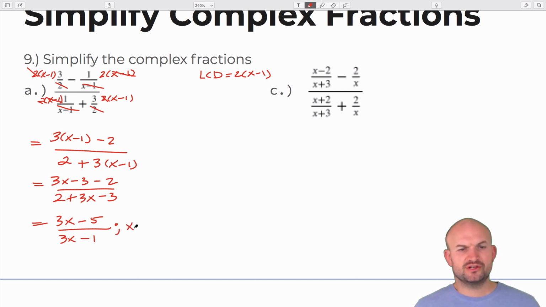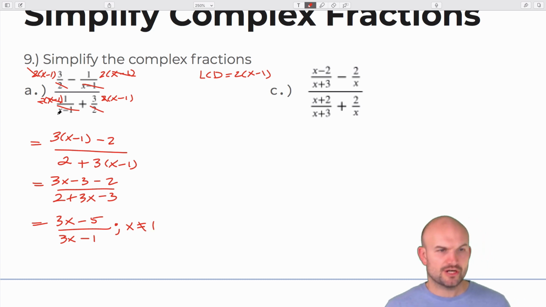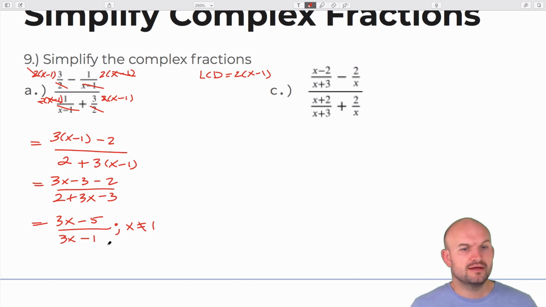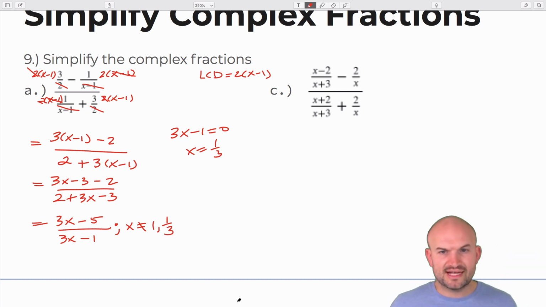So let's check our excluded values. We know that x cannot equal positive 1 because that makes that fraction 0. 2 does not make the denominator 0, right? That's just a number in the denominator. And then also we have 1/3, right? If we set 3x minus 1 equal to 0, we would get x equals 1/3. So x equals 1/3 also makes the denominator equal to 0, and that's why it's an excluded value.